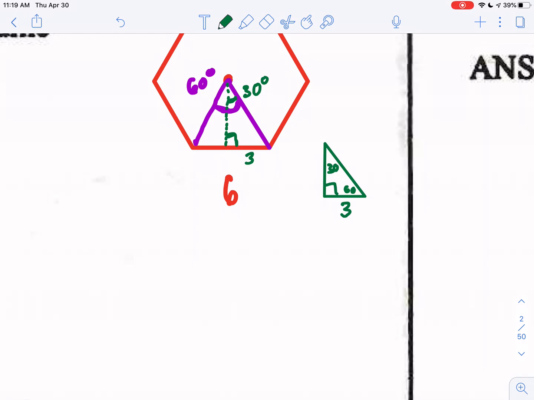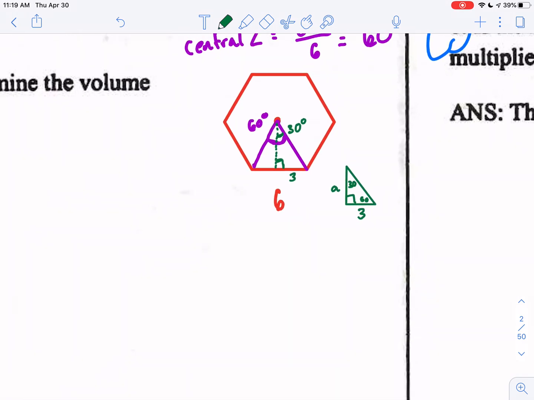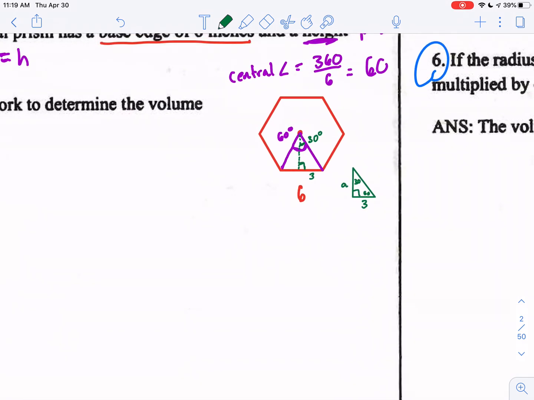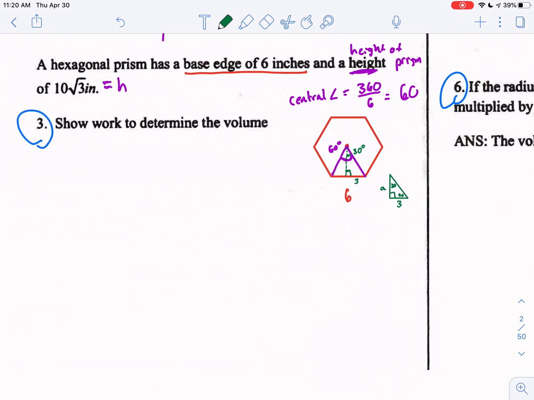And we want to find that apothem, right? Because what's our goal here? Oh, sorry, to find the volume. Volume equals base area times height. Okay, easy. We already had the height. We need to find the base area. So the base area for a hexagonal prism is 1/2 apothem times perimeter. So we need to solve for this A here.